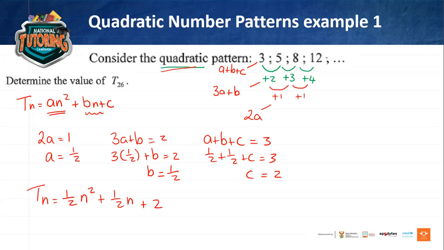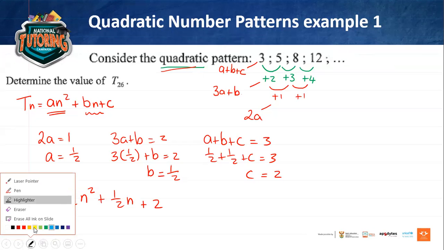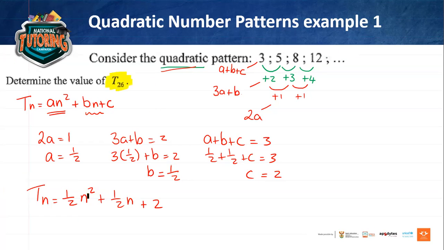Now I can apply this and answer the question that we're interested in here, which is determine the value of T26. In other words, find the 26th term in the number pattern. So I can write T26 is equal to, and now everywhere where there was an n, I'm going to replace it with 26, since I'm trying to find the 26th term in the pattern. And then I'm going to solve it and get my answer.